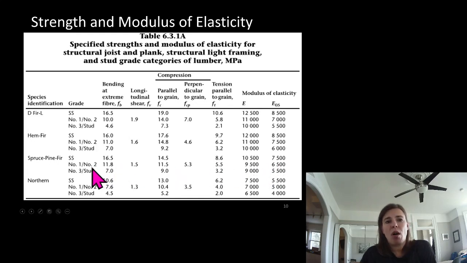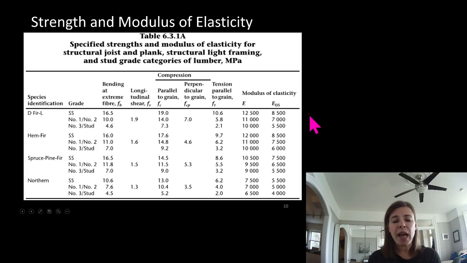So for our most common type of lumber, which is spruce pine fir, number 1, number 2, bending for a joist or a stud, remember a beam would be something different. That would be a different grading category, and I'm going to show you that in a minute. But for a joist or a stud, our bending would be 11.8 MPa, our shear would be 1.5 MPa, and our compression strength would be 11.5 MPa. And then we have modulus of elasticity over here.